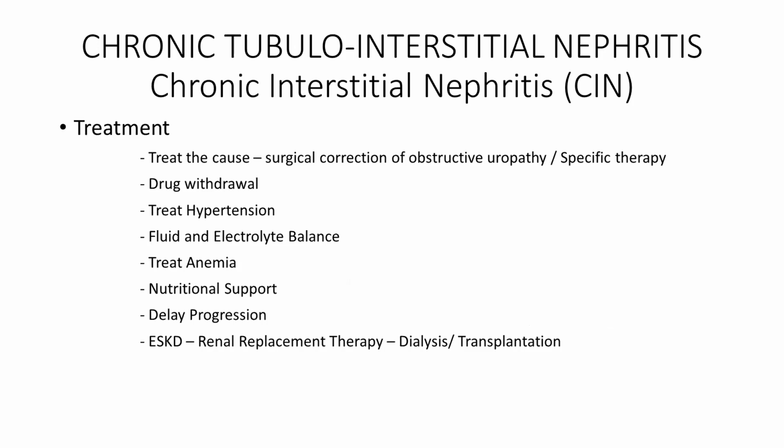Treatment is to treat the cause, for example surgical correction of obstructive uropathy, drug withdrawal, treat hypertension, fluid and electrolyte balance, treat anemia, nutritional support, and delay the progression. These all are the treatment of chronic kidney disease. And ultimately, if the patient lands up in end-stage kidney disease, renal replacement therapy, in the form of dialysis or transplantation, which we will be discussing in subsequent lectures.